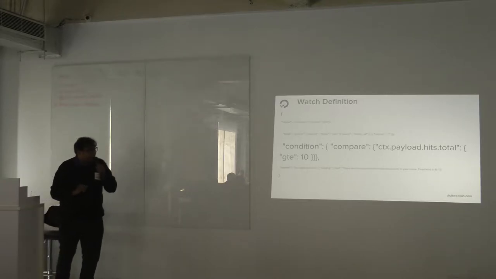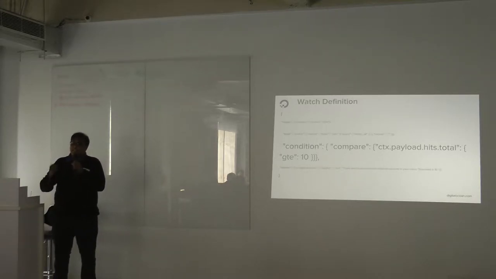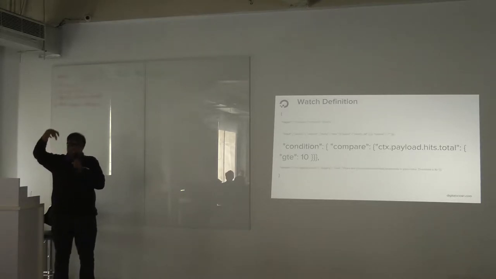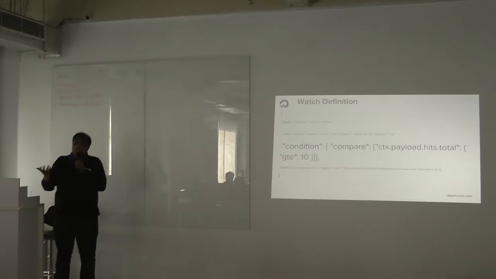So what is the condition? Condition is something on what condition you want to do some action while alerting something, right? You created a trigger, you created an input type, so you generated the data. Once you generated the data, you want to have something like a condition to meet the alert. Once it is done, then you will do some kind of action, right?